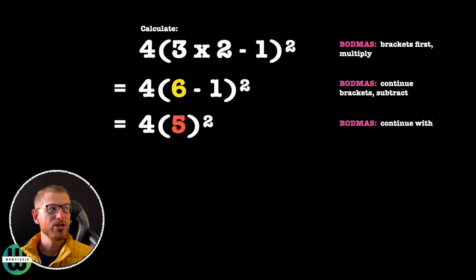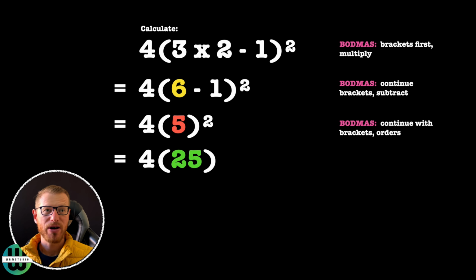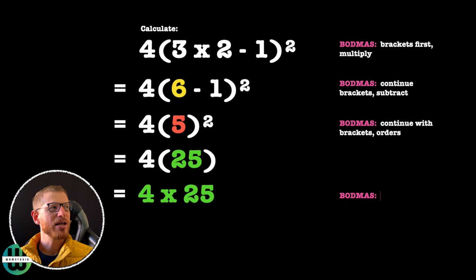So I'm now going to use BODMAS and I'm going to do my orders. 5 to the power of 2 is 5 times 5, and that's going to be 25. So now I've got 4 bracket 25, which is just another way of saying 4 times 25. And now I'm just going to use BODMAS again. I'm going to multiply, and I'm going to get my answer, which is 100.